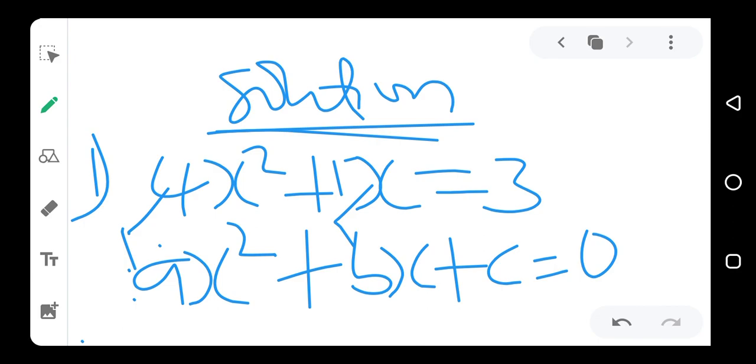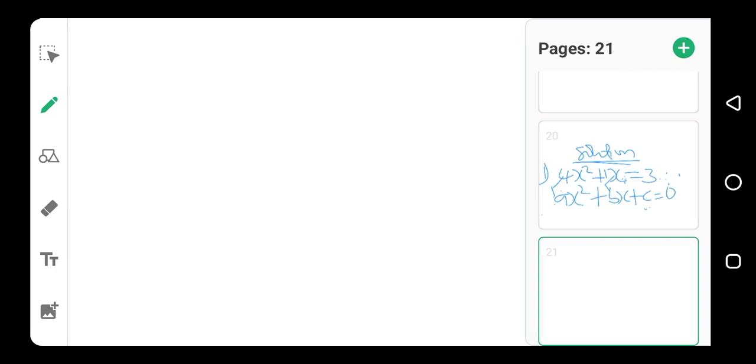Now here, this is equal to 3. It means that the value of c that is supposed to be here has been taken to the other side. So they have done the job for us, so it's still in order. Because if we move this 3 to this side, it becomes minus 3 is equal to 0. But they have done the job for us. So it is in line with the standard equation for quadratic equations.